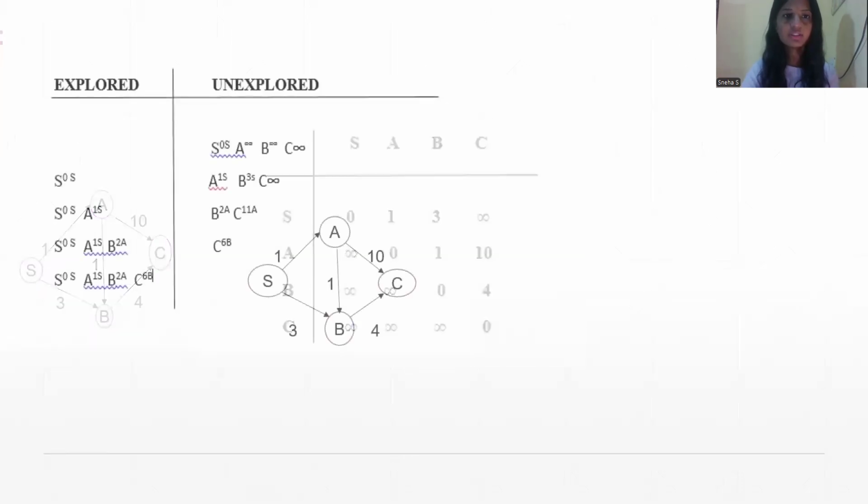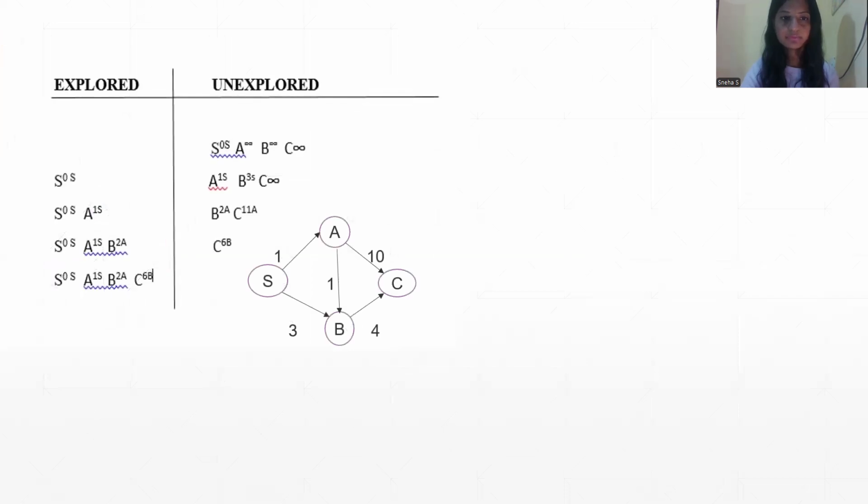So now we have to find the shortest path. In order to do that, we'll be taking two columns here, explored and unexplored. In the first step, you can see S to the power of 0, because we are starting from the source. So the source is 0S, and the others are unexplored, so they will be infinity. That means they are not explored yet. Now we'll take one vertex at a time with the shortest edge length.